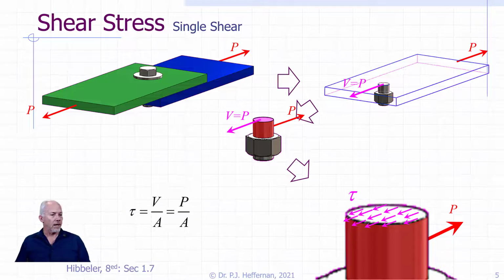If we apply our equations, in this case, we know that tau is equal to V over A, but we have demonstrated that V is equal to P, and we can get that our shear stress caused in the bolt in this case is equal to our force P divided by the area, and we can clearly see that the area that we're talking about is the cross-sectional area of the bolt.